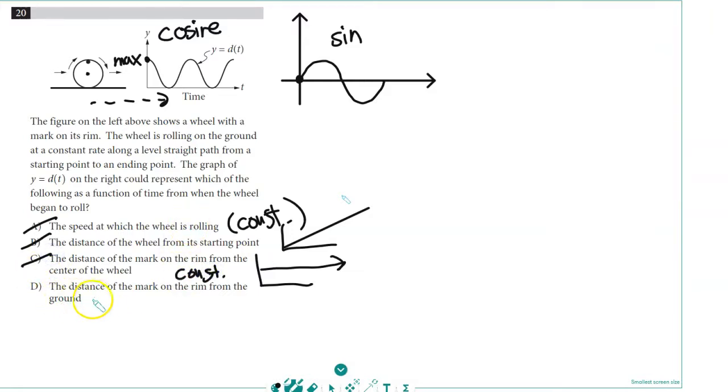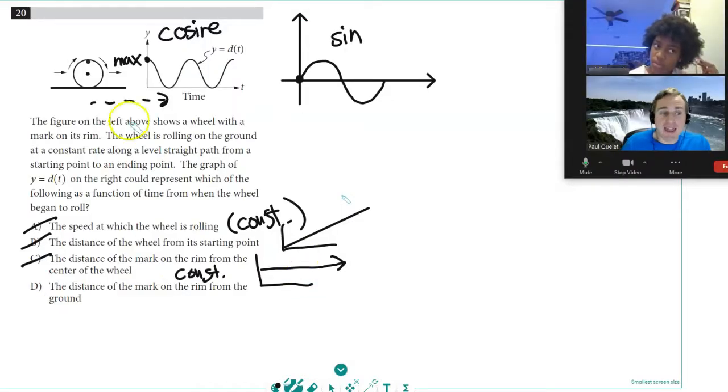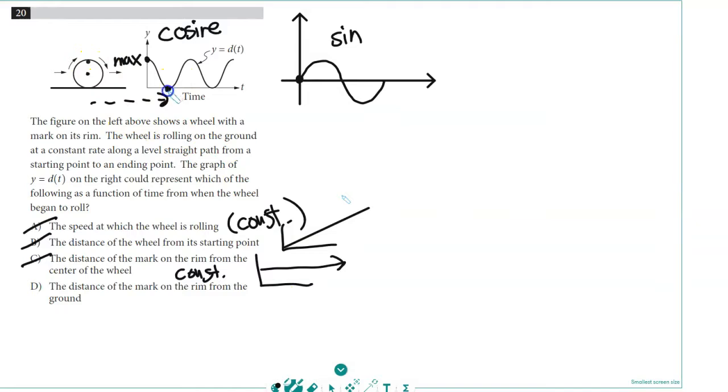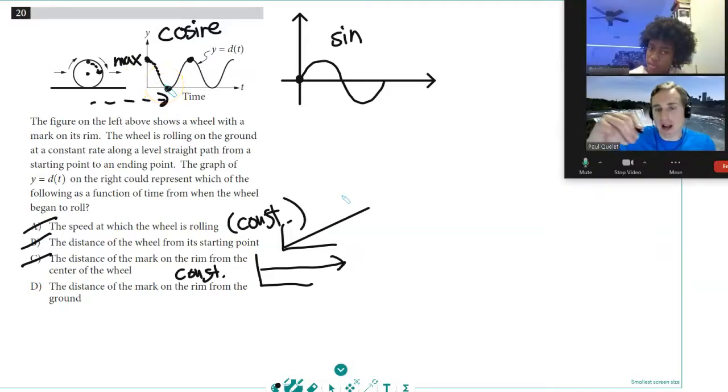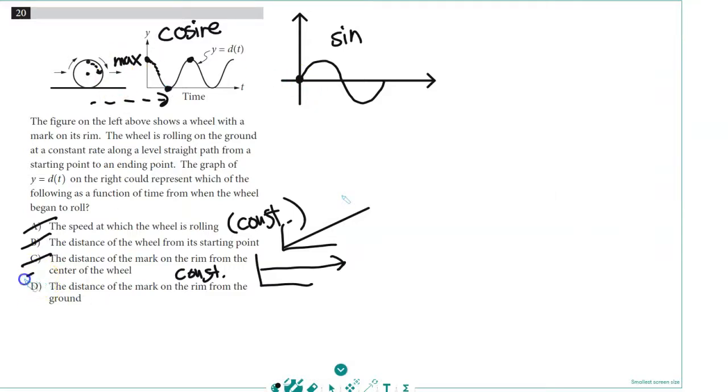So then how about D? The distance of the mark on the rim from the ground. Now, I think that's good, because if it takes a half turn, it's down on the ground. Takes another half turn, it's back up at the top. And when it's first tumbling over, think about this. When it's first tumbling over, it's going down slow, but then faster, faster. And when it's first coming back up, it comes back up slow, but then faster, faster as it overturns. So I think that is the correct answer.